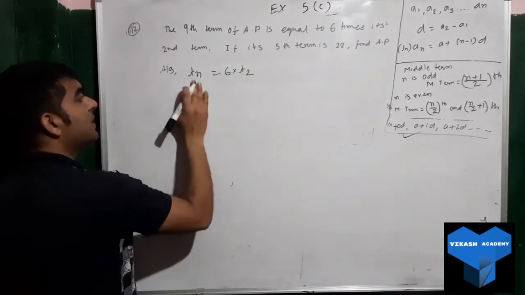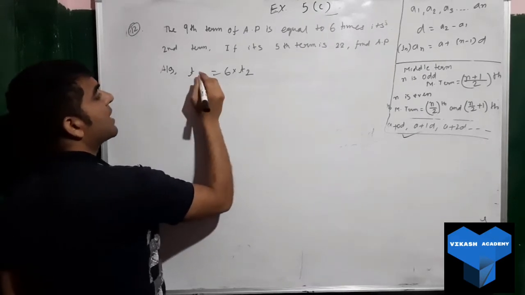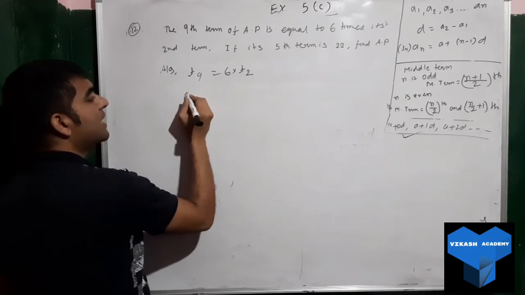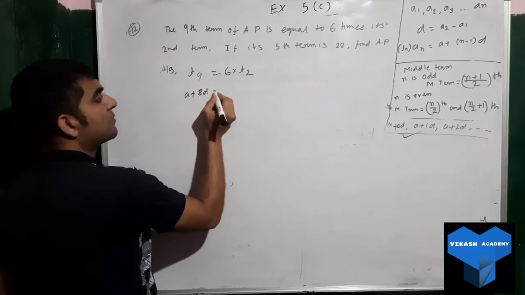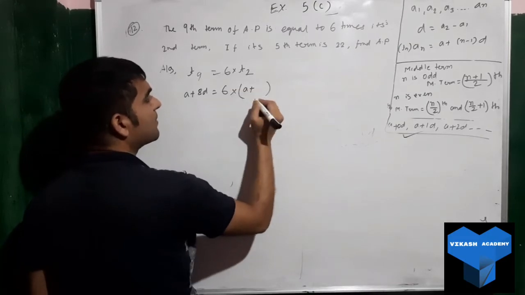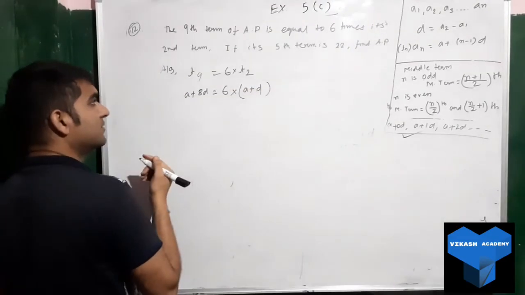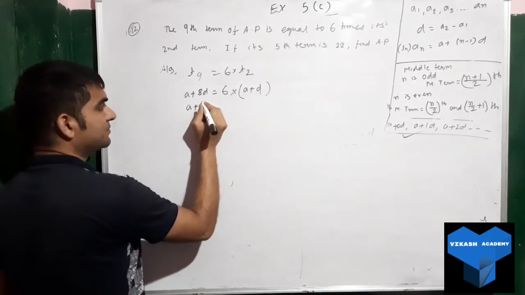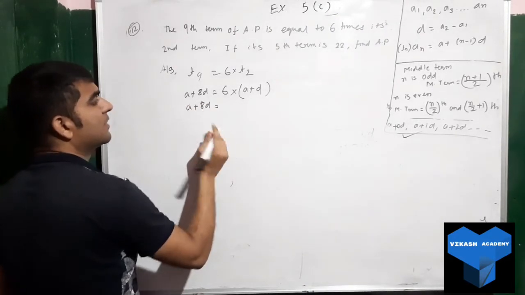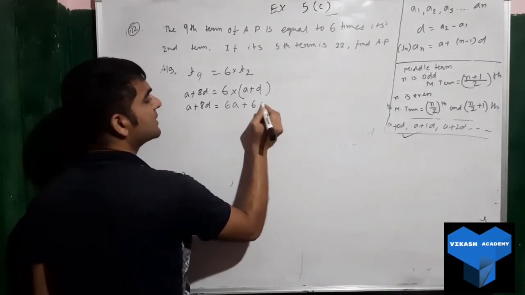And then here what can we write? We can write AN. The 9th term, A9, we write as A plus 8D, which is equal to 6 into what? 6 into A plus 1D, or you can write D. Now A plus 8D equals 6 into A plus D. Now 6 into A gives 6A, and 6 into D gives 6D.